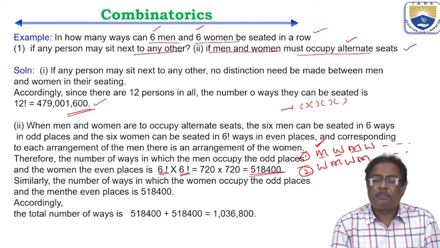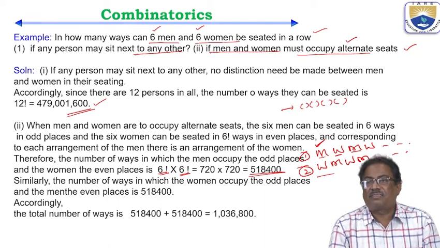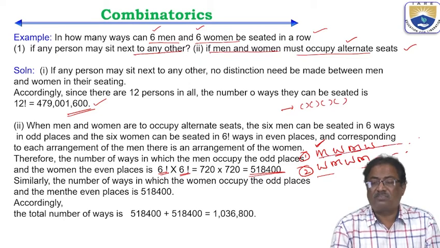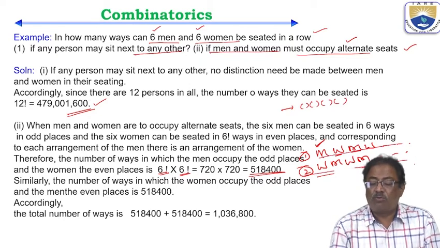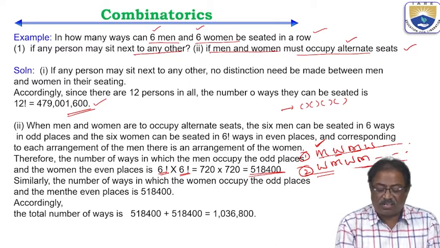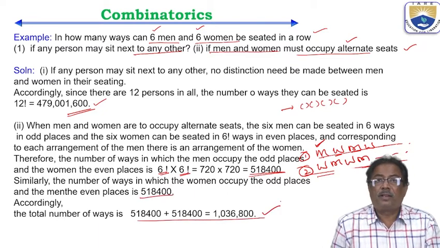And similarly, in the other arrangement, if women occupy odd places, then earlier the first one is women occupying even places, and here women occupy odd places and men occupy even places, which is also the same number. So I am going to get the total number, which is this.